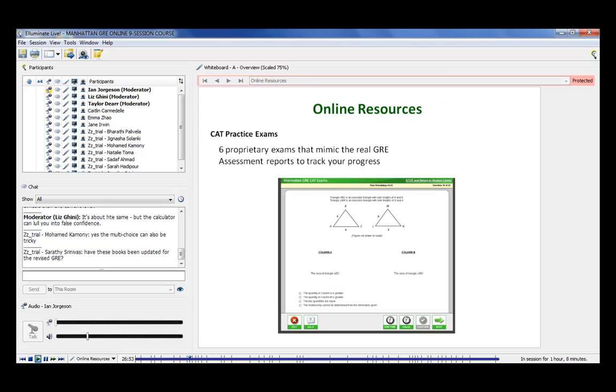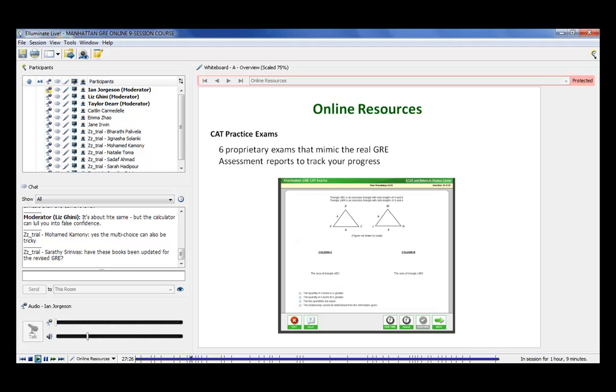Online resources, we have developed 6 full CAT tests, and we've been working really hard on these tests to get them switched over to the format of the new GRE. This is a great way for you guys to practice your skills, but also to use them almost as a diagnostic to help you determine what your strengths and weaknesses are, because that will make a big, big difference when you look to see what you need to be focusing your study time on.